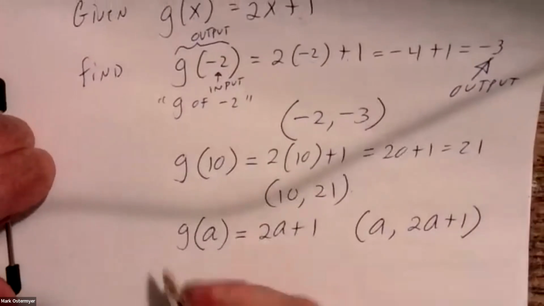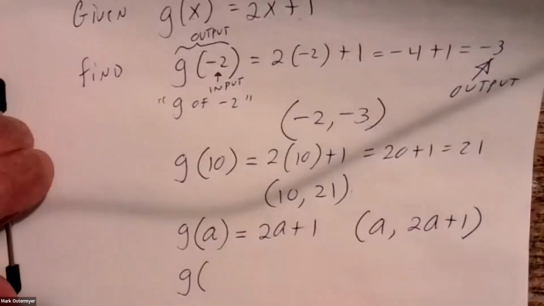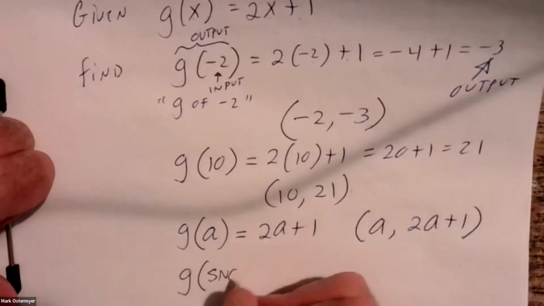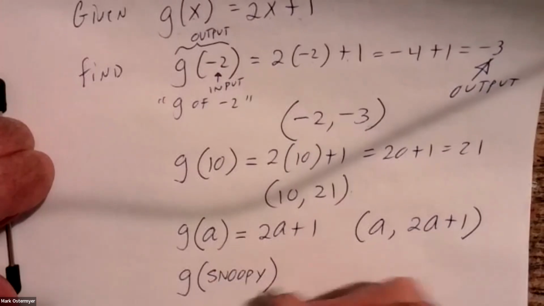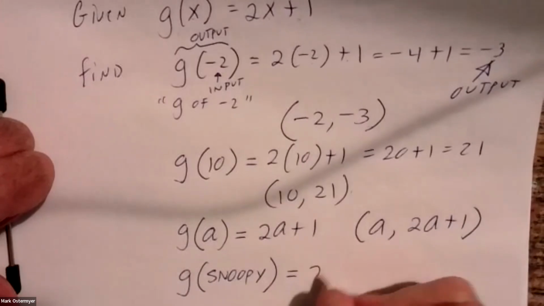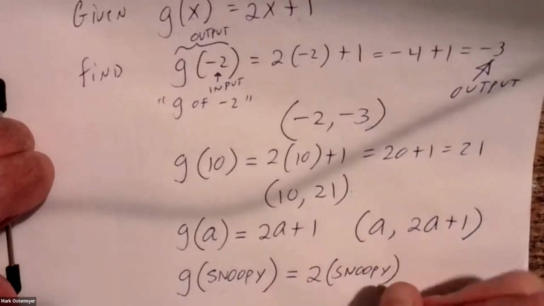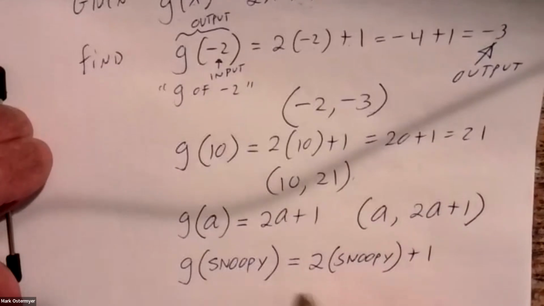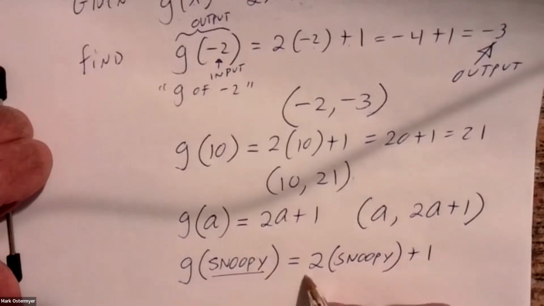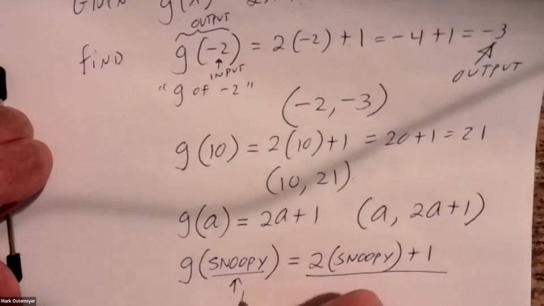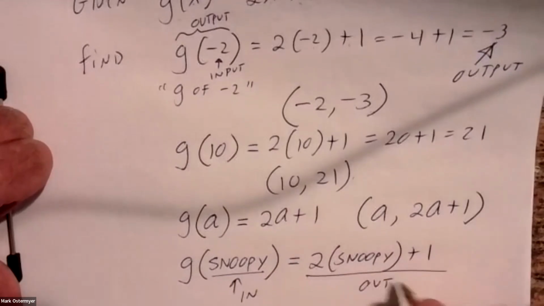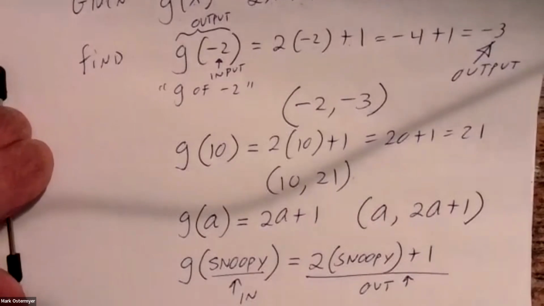You could even throw your dog into this function. I promise you the function does not hurt animals. G of Snoopy. Let's put Snoopy into this function, see what happens to Snoopy. Well, what happens to Snoopy is Snoopy gets doubled, and then we add 1 to that. So out comes 2 times Snoopy plus 1. Put in Snoopy, got out this. Input, output, right?